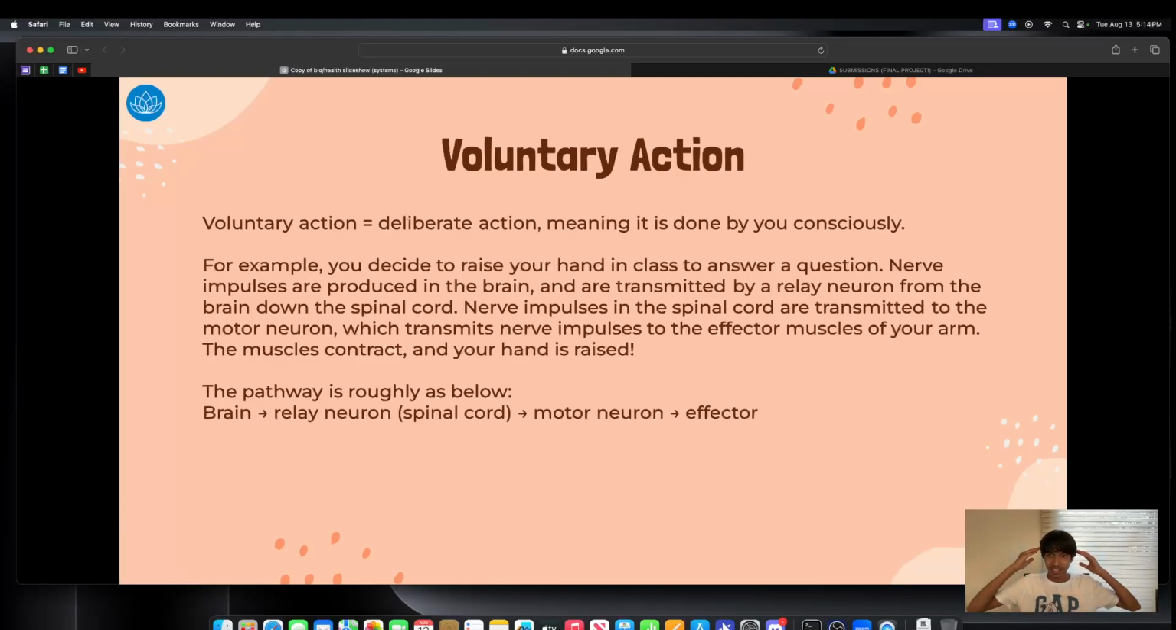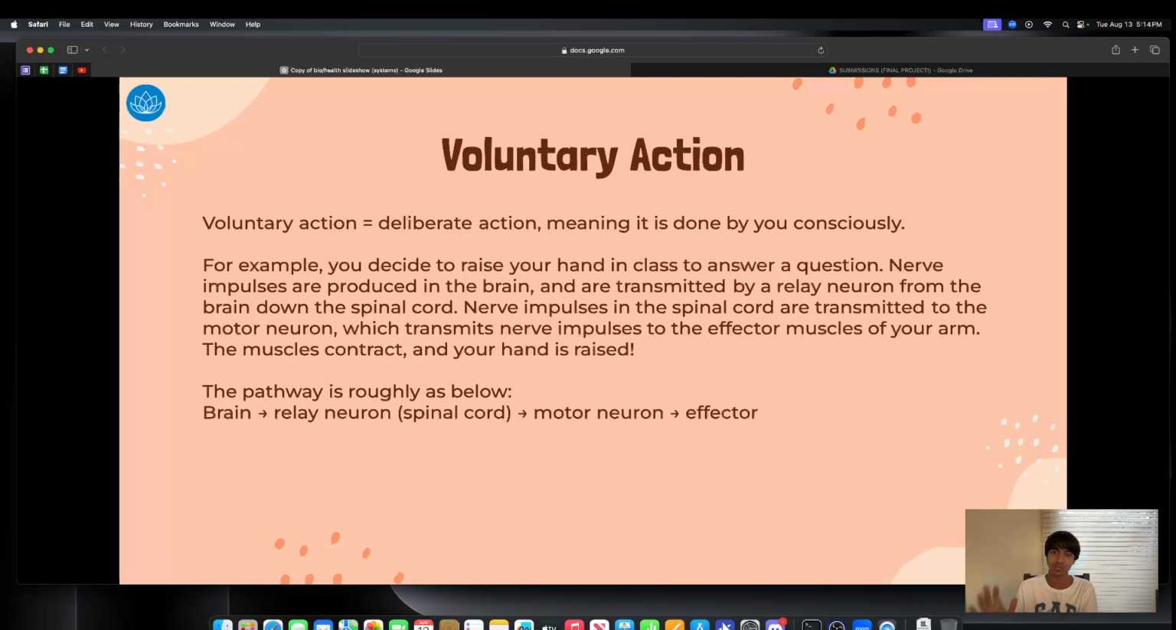The information from your brain, the impulses, is transmitted by relay neurons down through the spinal cord. And then nerve impulses in the spinal cord are transmitted to the motor neuron, which transmits nerve impulses to the effector muscles of your arm. Then the muscles contract and your hand is raised. So the idea starts in your brain, right? And then it goes through your spinal cord, then to your motor neuron near your hands, and then the effector, which actually raises the hand.